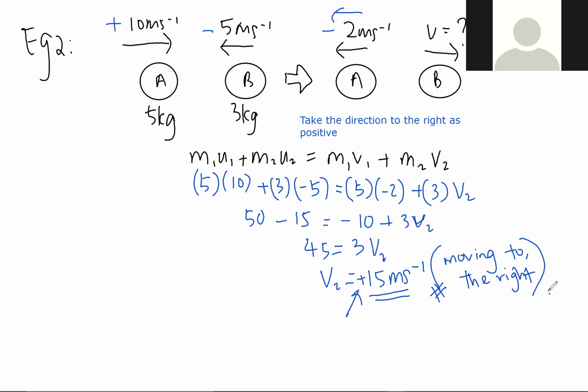That's it. That's how you find the V, using the same formula. So the point is, when you have different directions of velocity, just assign the sign. This one is very important.